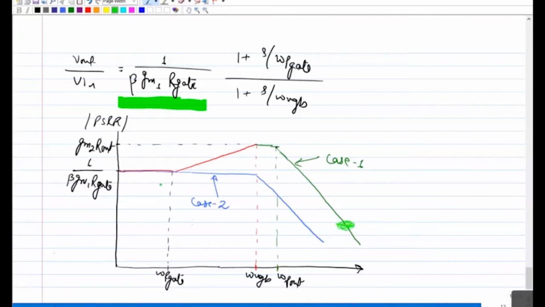then again, you have to reduce the UGB a lot, and in that case the capacitor requirement at omega P gate will be very high, and then again it will be as good as making the output pole dominant, so you may not get much benefit. And assume that your input supply has multiple frequencies, then it may be a problem, because you have a bump here, and this bump will cause a problem, this guy.